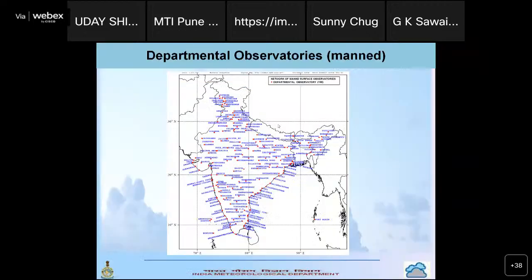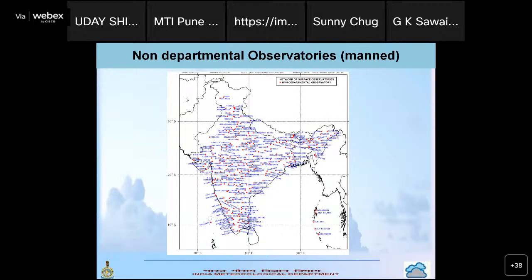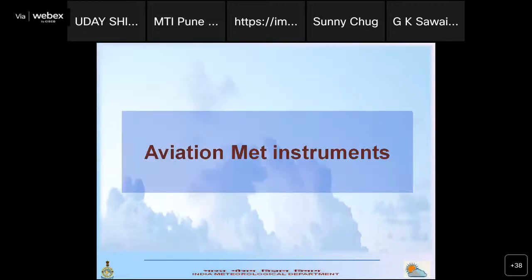So these are the departmental observatories across India. IMD has around 206 departmental observatories across India. Just like in agriculture, some universities request us to install meteorological instruments for their students' academic studies. So those are the non-departmental ones. In total, there are around 535 observatories.